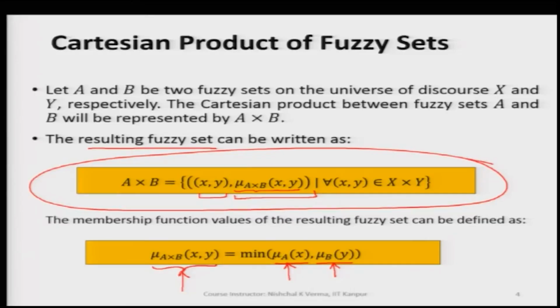So, with this we now know what A cross B is going to look like. A cross B is the Cartesian product, and this Cartesian product of two fuzzy sets is again going to be a fuzzy set, and that is why we have the element and its membership value associated with it as the element of the A cross B set.